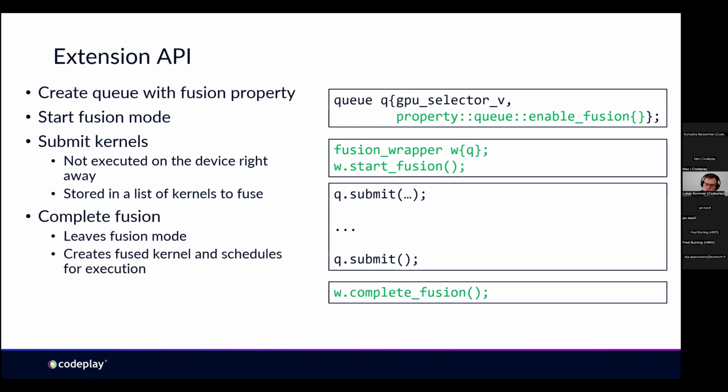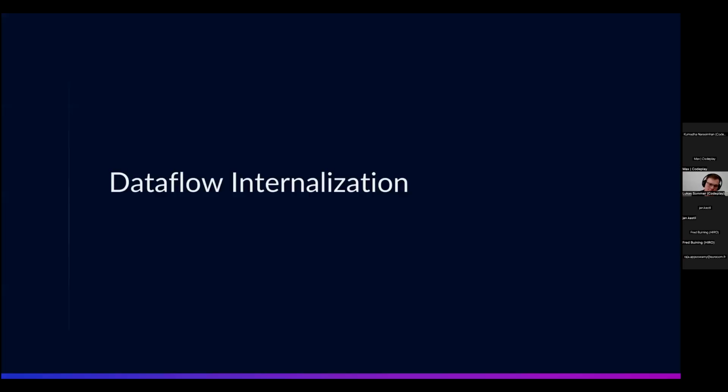And then actually, when you call complete fusion on the wrapper again, we leave the fusion mode, and from all the kernels that have been added to that list through the submissions between start fusion and complete fusion, we will create a fuse kernel and schedule that fuse kernel for execution. This fusing and scheduling a kernel is all part of this complete fusion call here. So it's all happening in one go, basically.